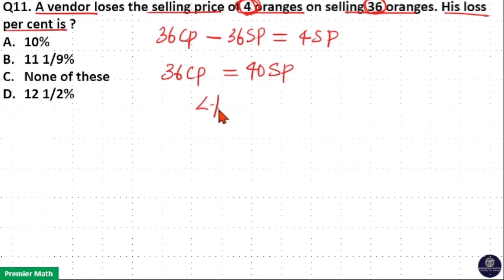Now, loss percentage is equal to, loss here is equal to the sell price of 4 oranges. This loss is from this total cost. That is, total cost is the sell price of 40 oranges into 100, which is equal to 4 by 40 into 100, which is 10%.